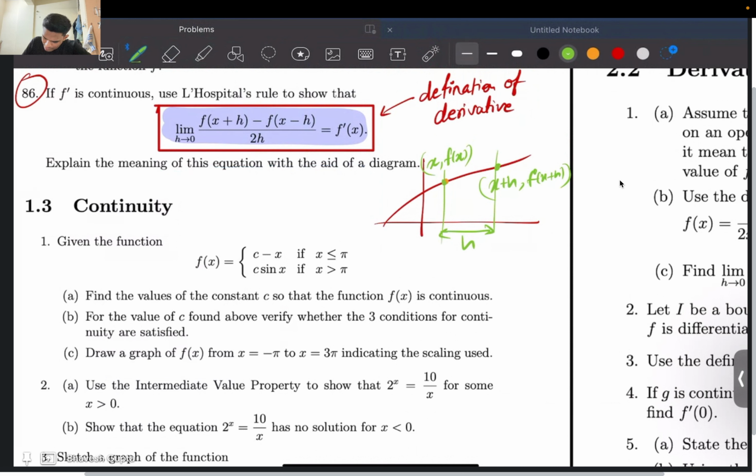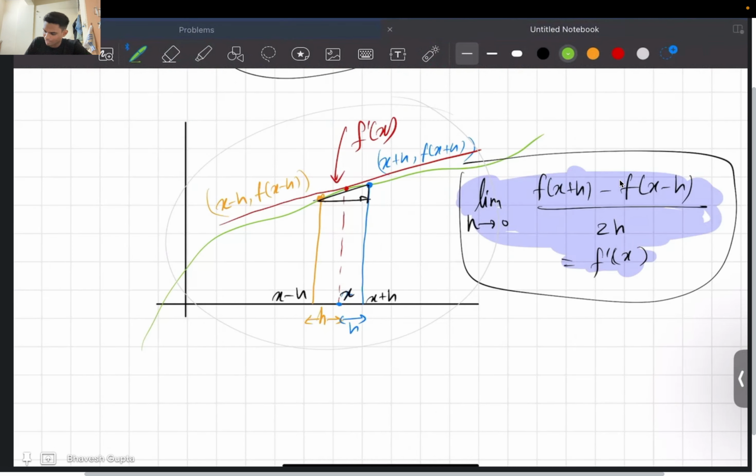In the question you can see, explain the meaning of this equation with the aid of the diagram. So that's what I actually did here. I drew the diagram and told you that this is how we did it. And let's go to the next problem.